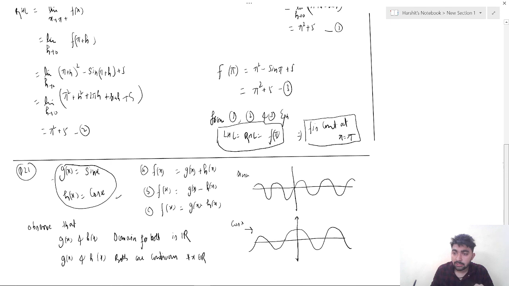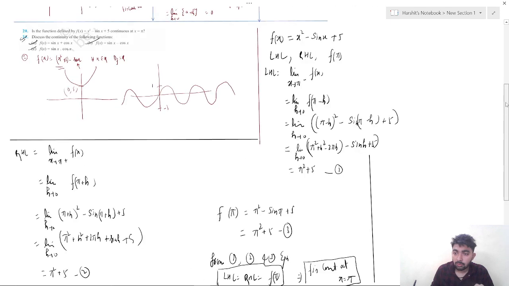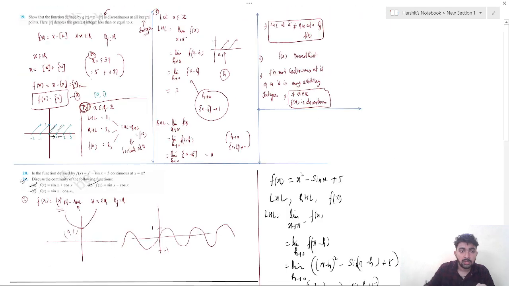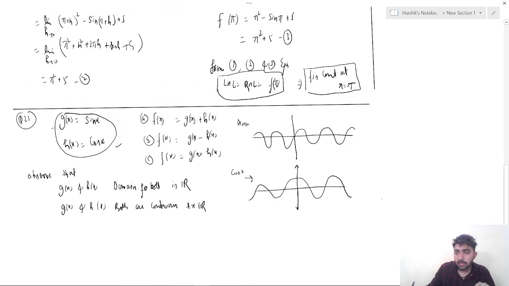I hope you understand all these three questions which I taught here. The first is question number 19, whose main part we completed; the second part you need to complete, which is that for non-integers it is continuous. Question number 20 we completed in full, and for question number 21 we can simply draw the graphs of both functions and say that g of x and h of x both are continuous for all x belongs to R.